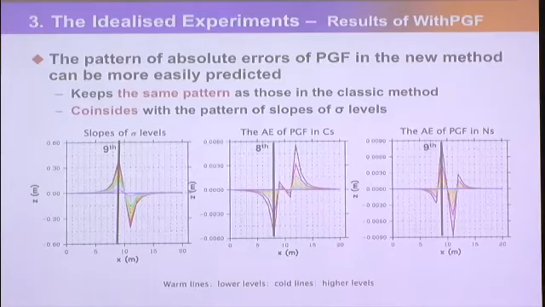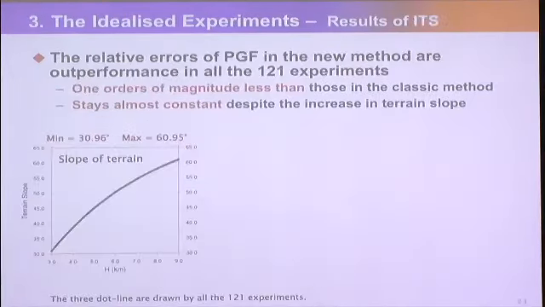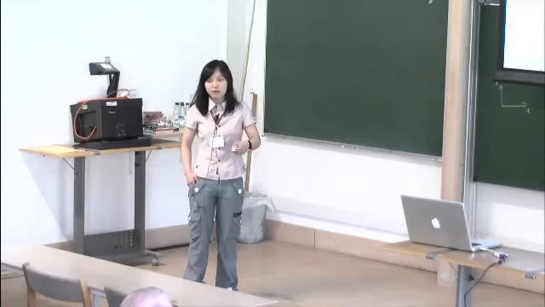So that is to say, the absolute error of the PGF in the new method is much easier to predict. Here we make sure that our new method does better than the classic one from the basic comparison. Then we see the sensitivity experiments.